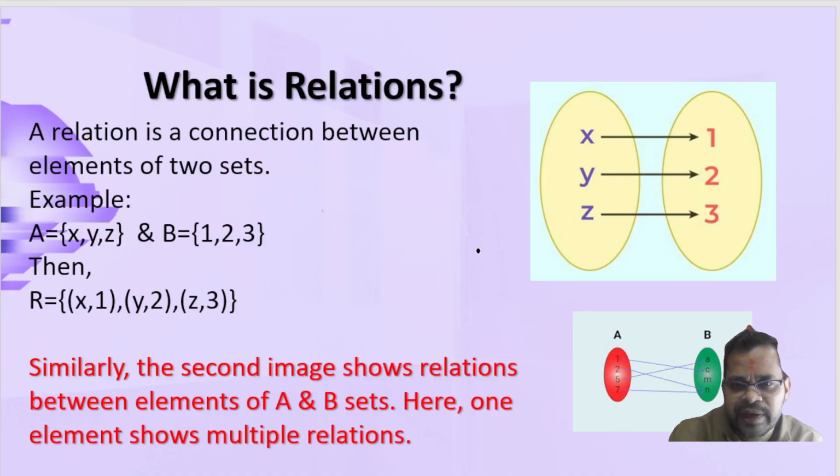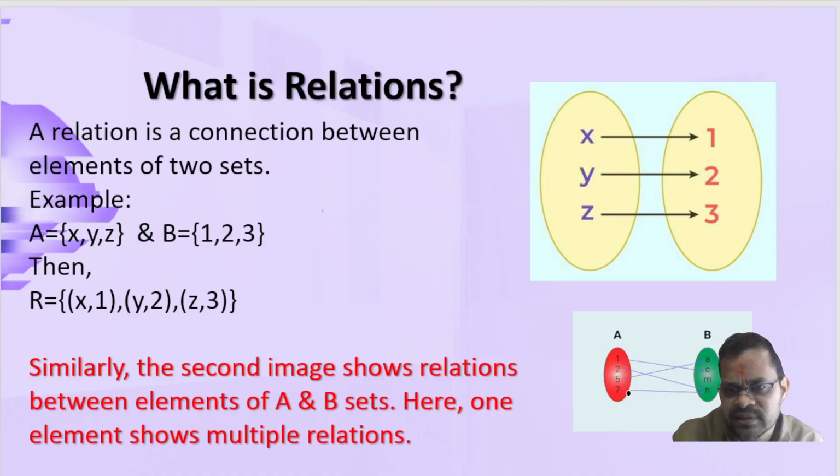Then how do we write it? The notation is within brackets: X is related to 1, so (X, 1). Y is related to 2, so (Y, 2), and Z and 3 are related, so (Z, 3), all within brackets. So here you see a 1 to 1 relation. Similarly, relations can be 1 to many or many to 1. So look at this second image.